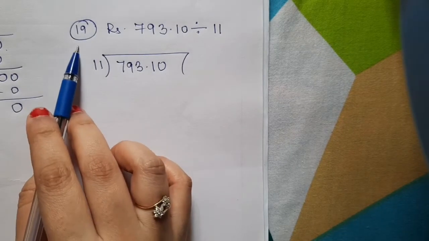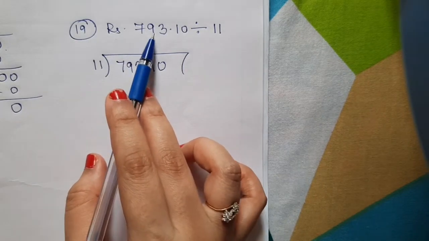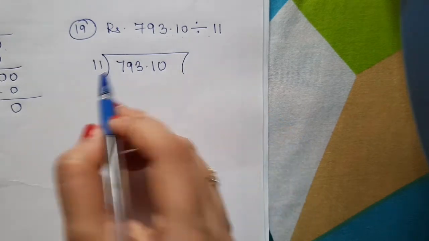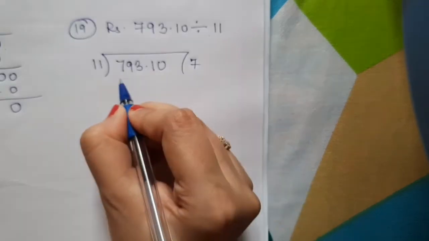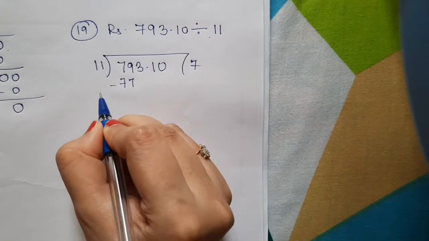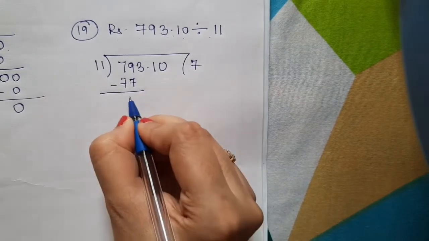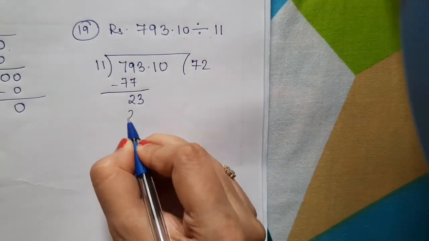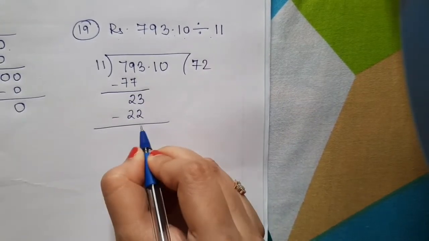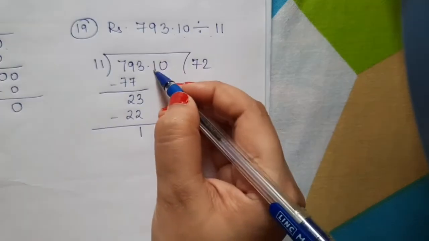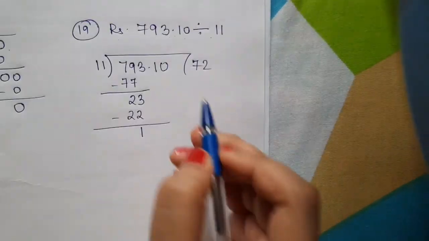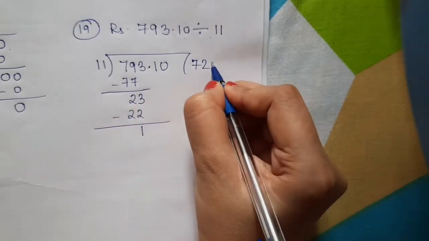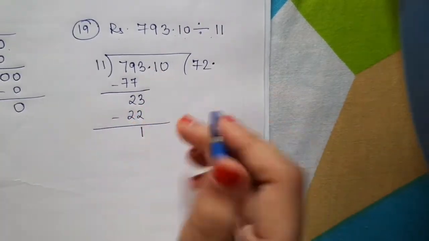Now question number 90. Rupees 793.10 divided by 11. Now let's solve this. 11 sevens are 77. 77 minus 79, 2. This 3 will come down. 11 twos are 22, minus 1. Now what do I have to do? I have to bring this 1 down. But before bringing the 1 down, what do I see here? I see a point. If I see a point here, then I have to put a point, right? And then I will bring the 1 down.